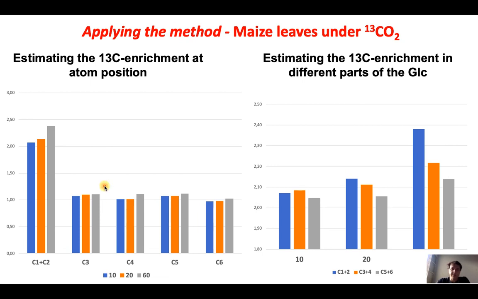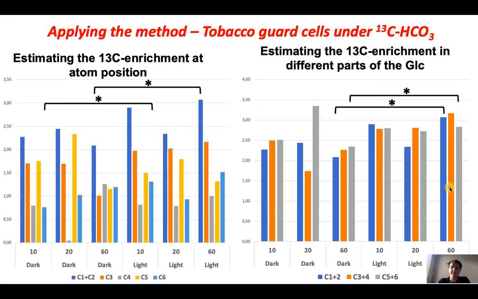This is the data from Stephanie and Toshihiro. It's maize leaves under 13CO2. Again, it's the same thing. So we have a higher enrichment in the pair of carbons 1 and 2 compared to carbons 3 and 4.